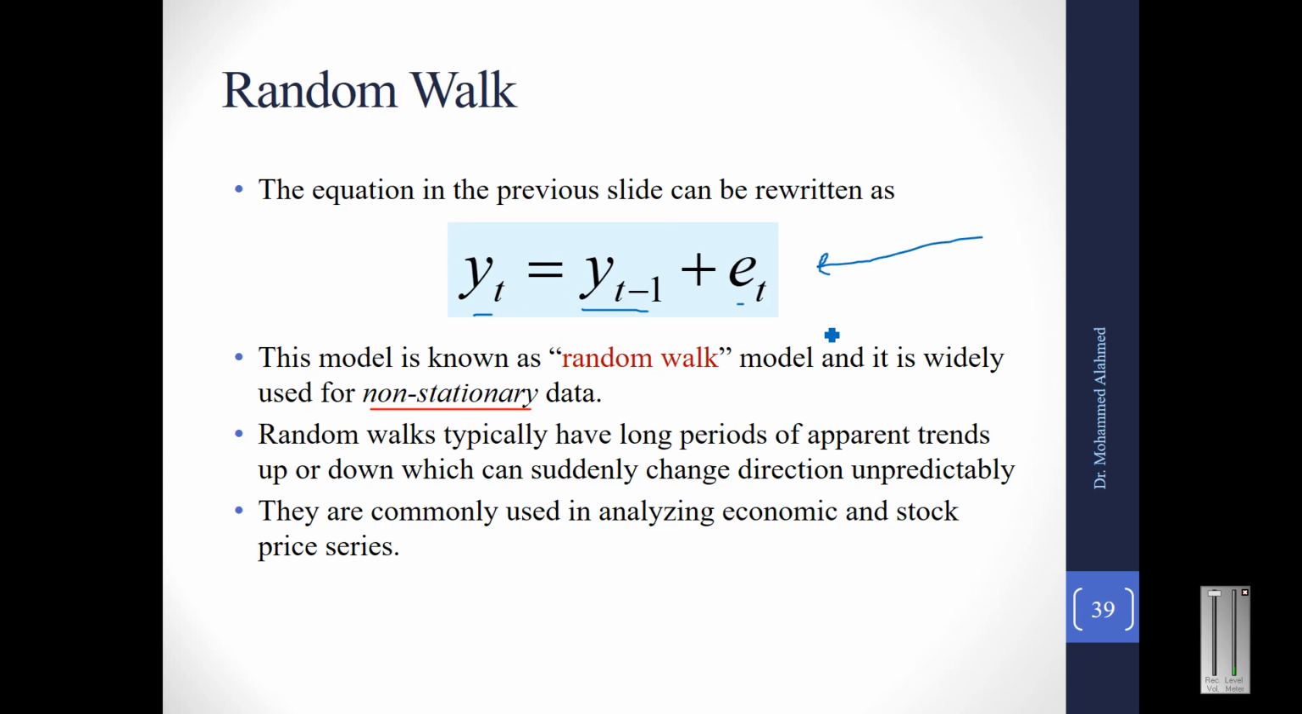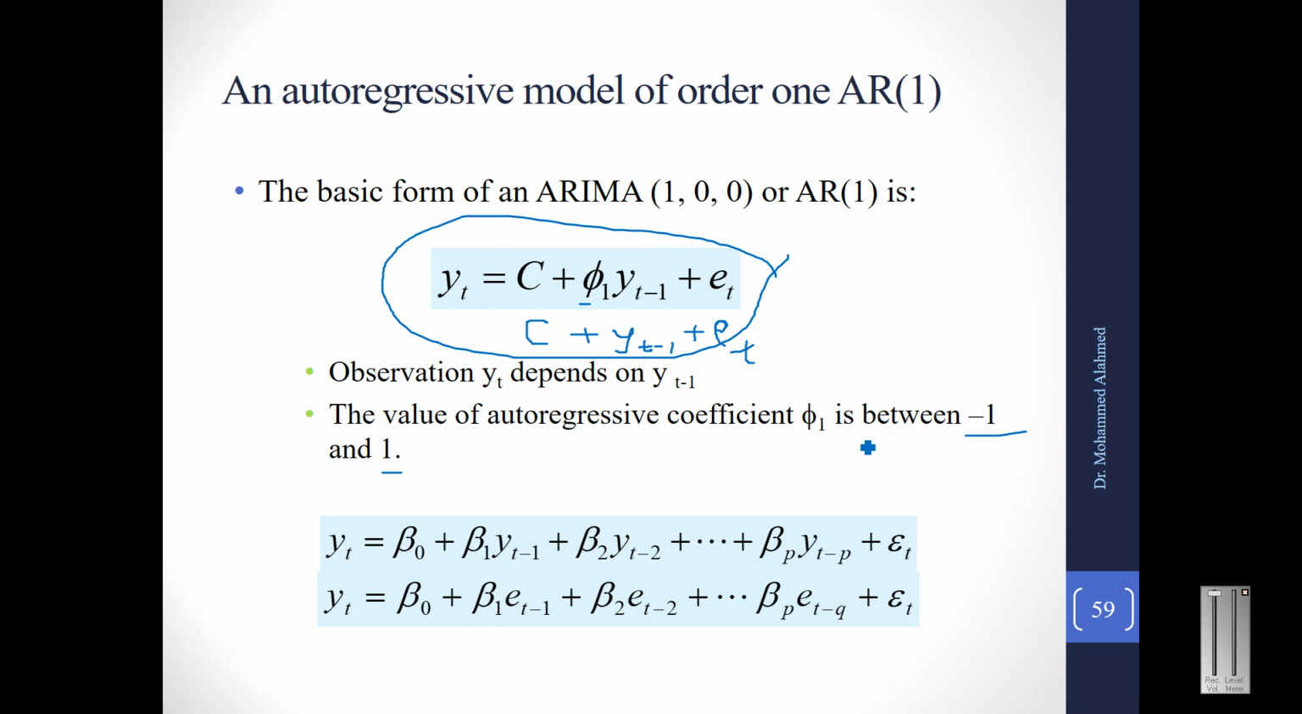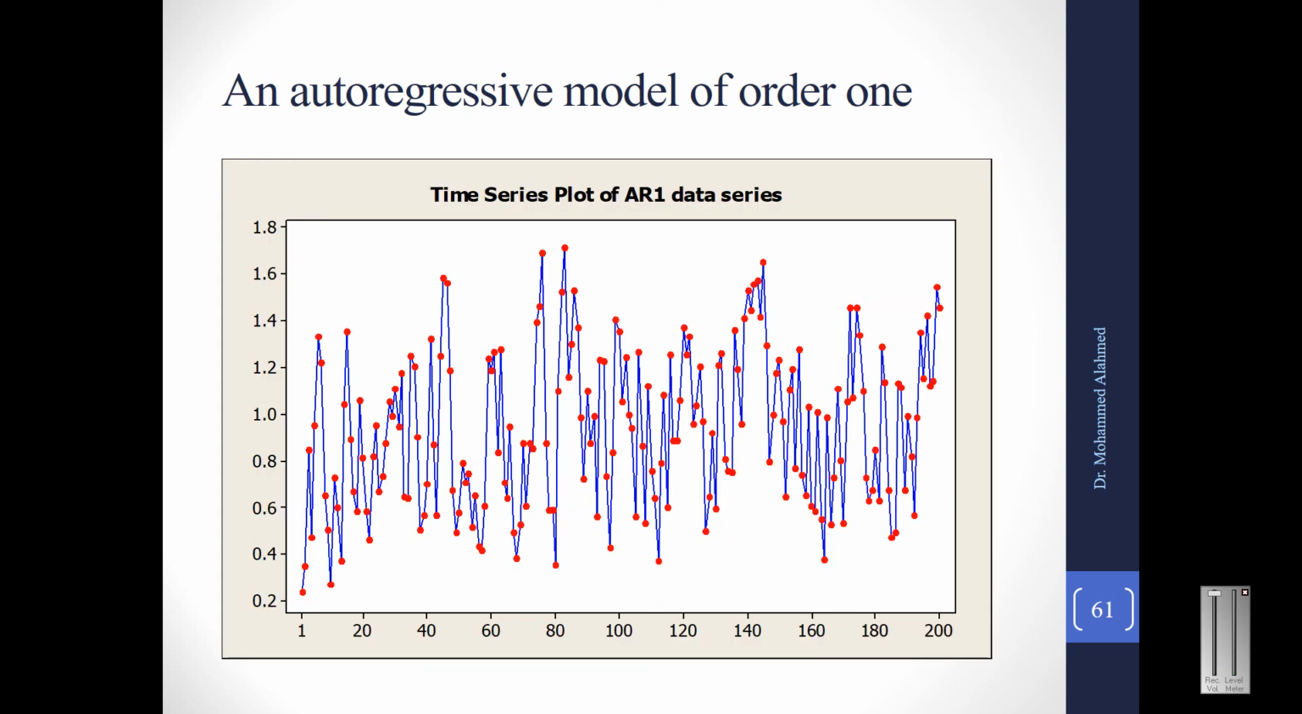A random walk is basically a non-stationary model, right? Hence we keep psi1 between -1 and 1. So this is the logic behind the range of values of psi1. The model below is an MA model, so we will see it in the next class.